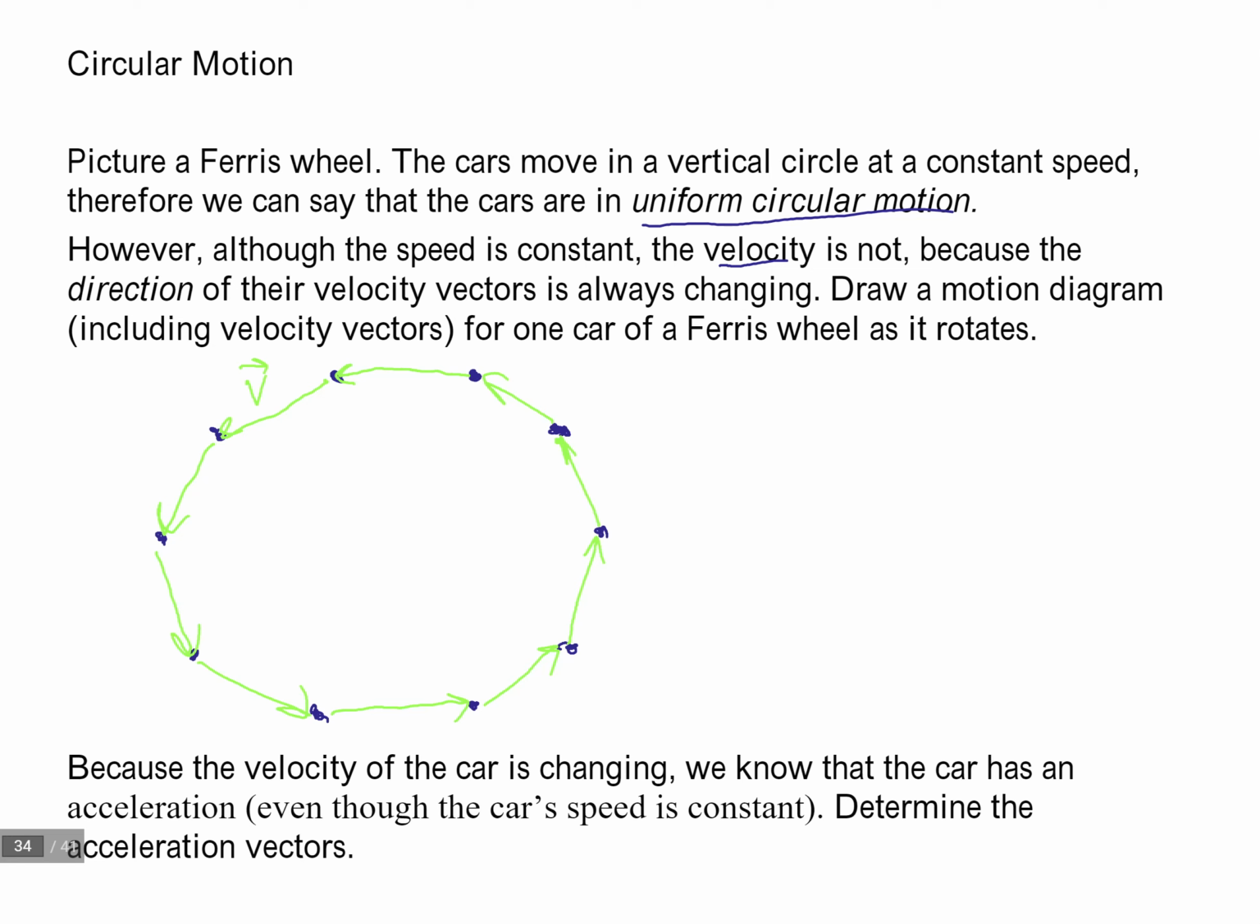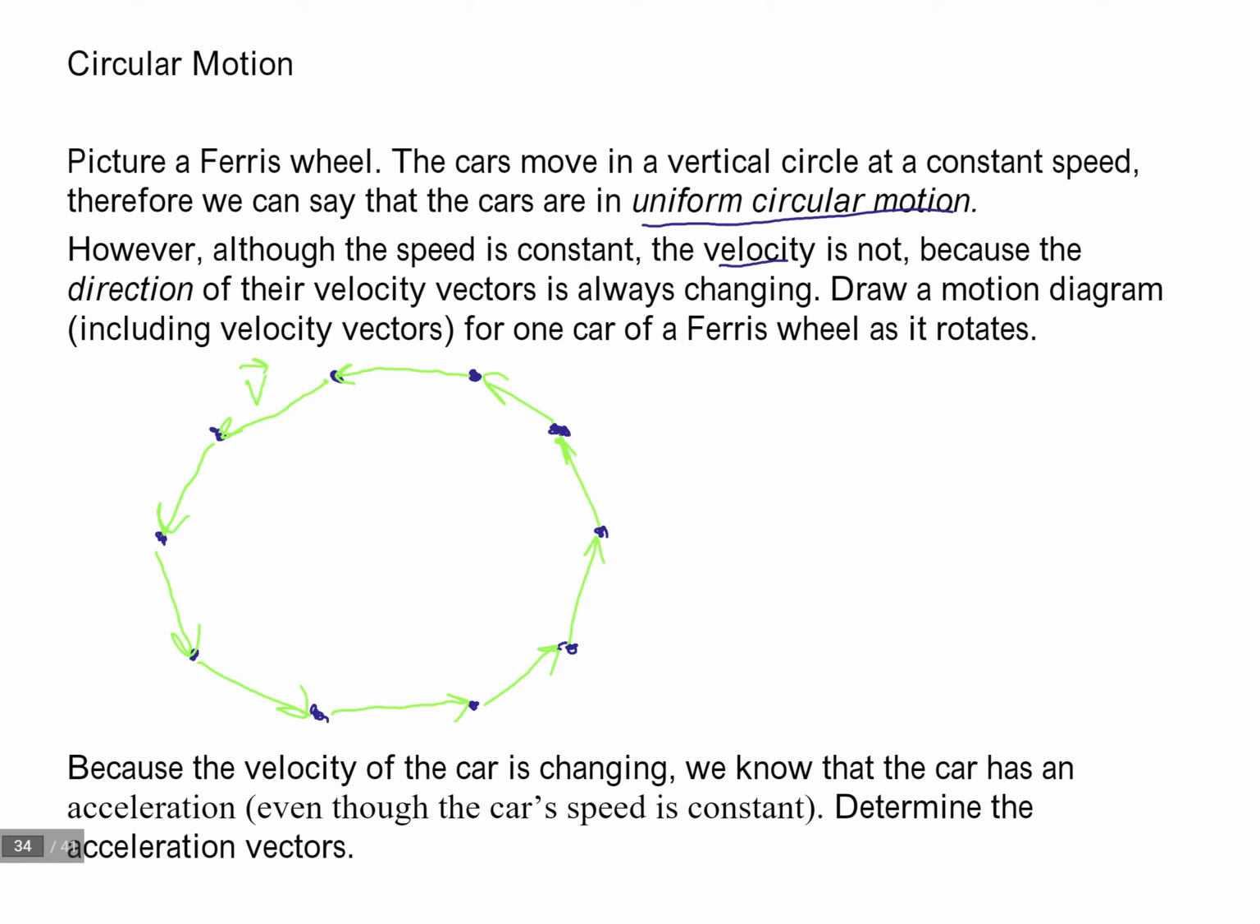Okay, so now it says draw a motion diagram including velocity vectors for one car of the Ferris wheel as it rotates. So as it rotates around, it's going to come right back to where it started from, so that looks pretty good. Okay, now because the velocity of the car is changing, so right as we're moving around, we can see that the vectors as we move around are changing.